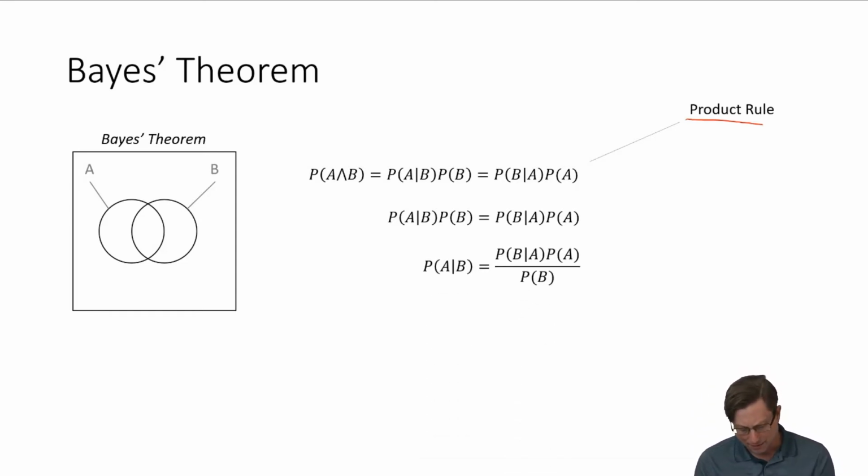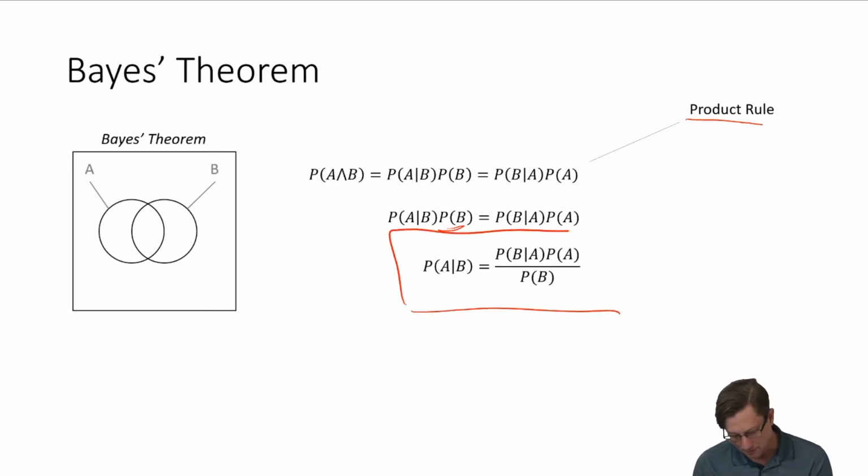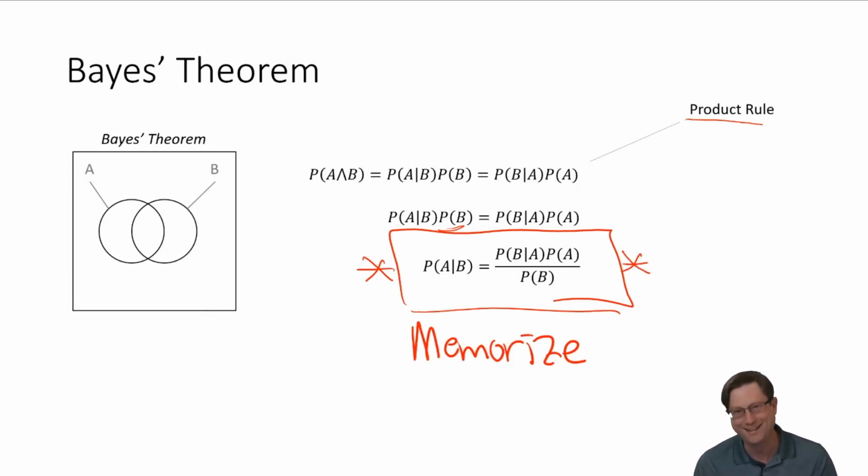We divide both sides by the probability of B, and we end up with this. And this is something that you should memorize. And also, we'll see on the next slide or two how to use it.